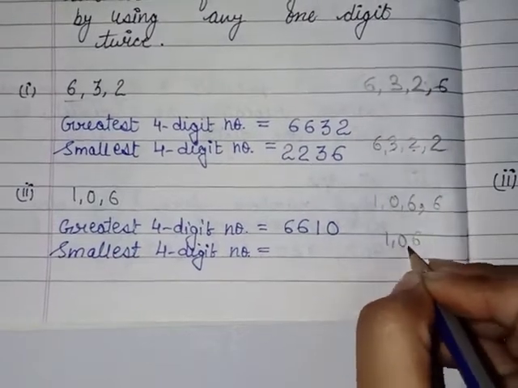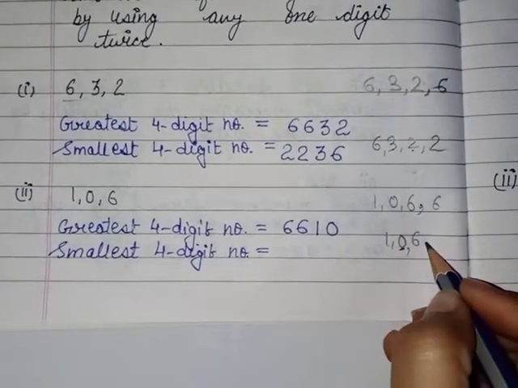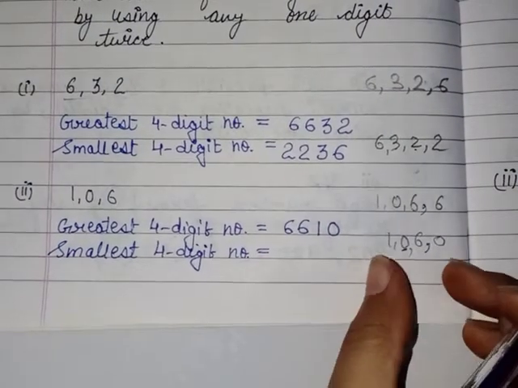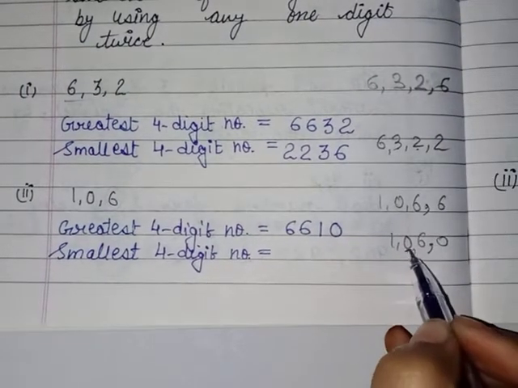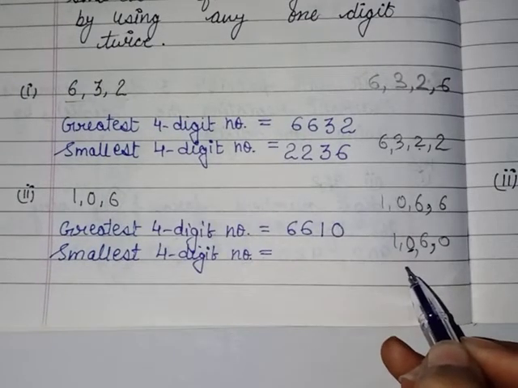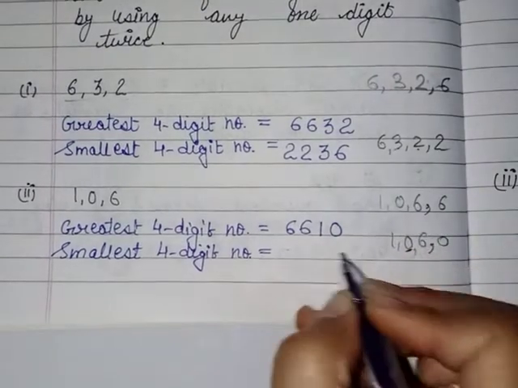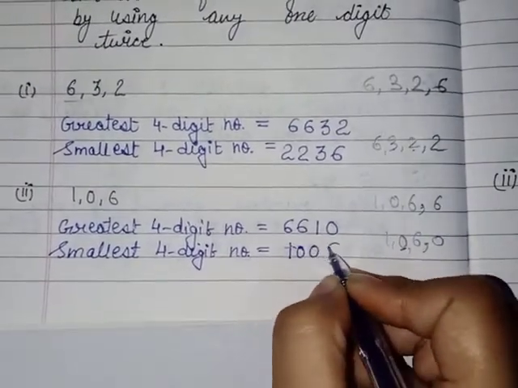Now to form the smallest 4-digit number, you will repeat the smallest digit. They have given these 3 different digits. Which is the smallest one? This is the smallest one. So you will repeat this digit. Okay. Now arrange them in ascending order. Ascending order means smallest to the greatest. But the smallest is 0, which you cannot put in the starting. So you will put 1 in the starting, then 0, and then 6.